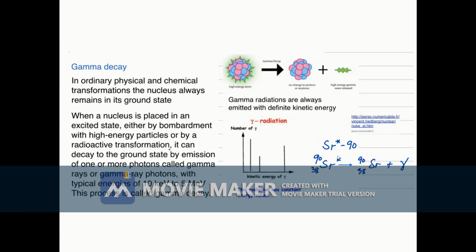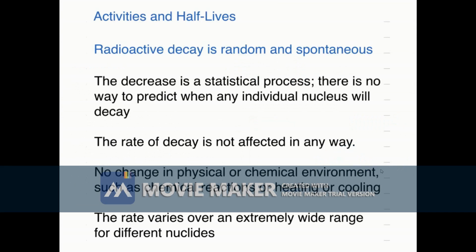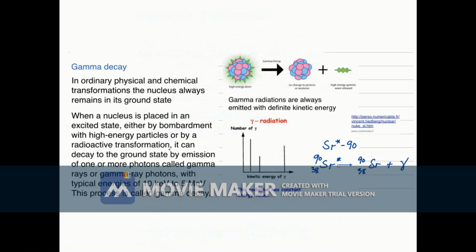As you can see, on the left we have the same nucleus as on the right. However, it is in an excited state, and this one is not. So the A and Z values are not changed.